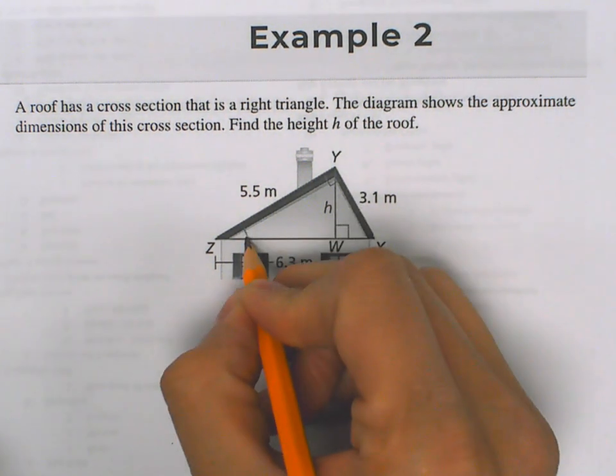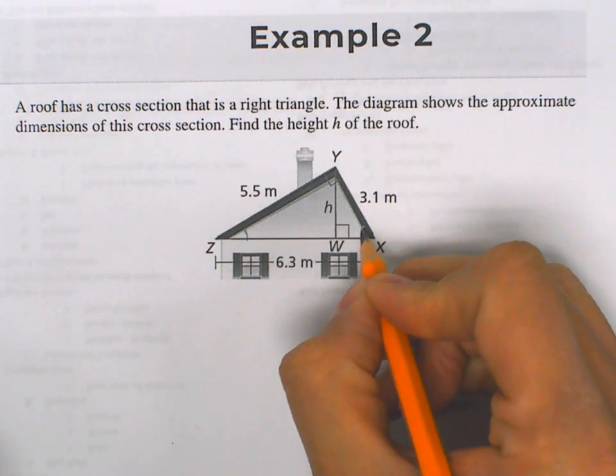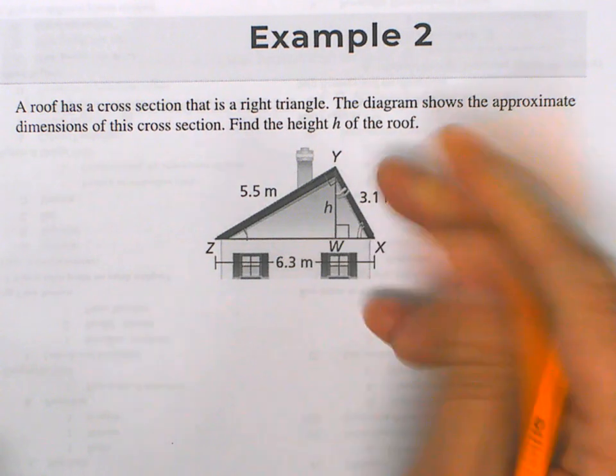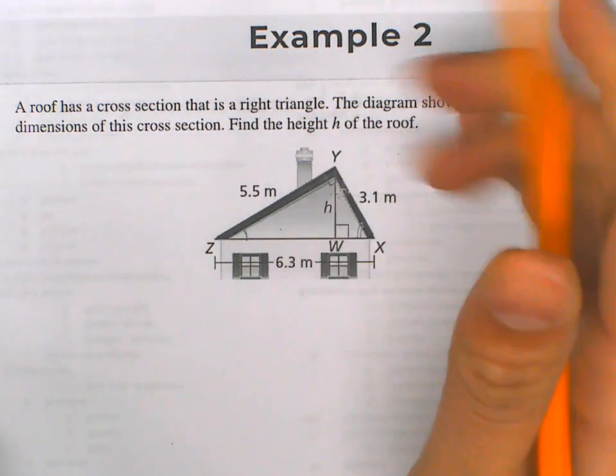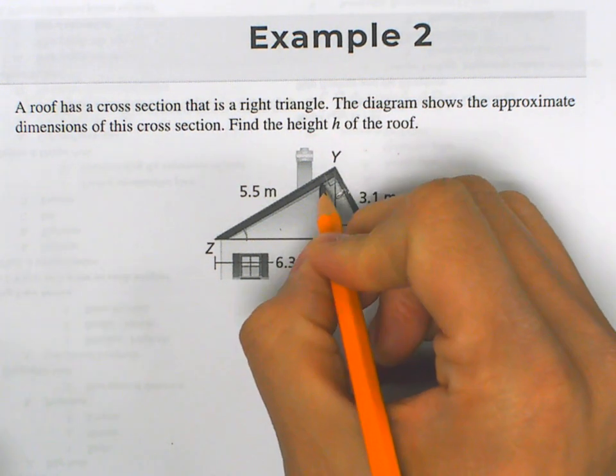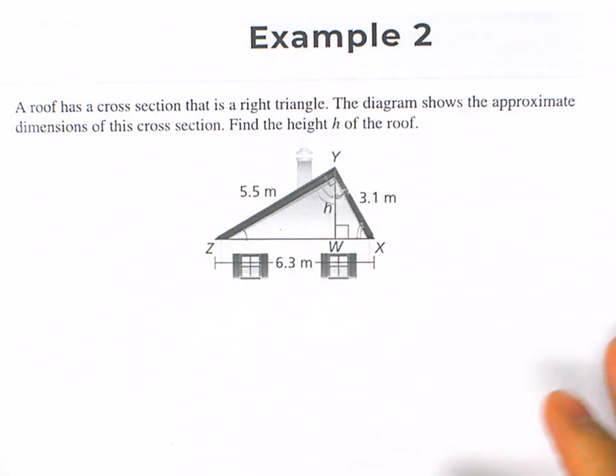I'm going to label this one with 1 marking, this one with 2 markings, and this one with 1 marking, and this one here with 2 markings. It's kind of hard to see in there.